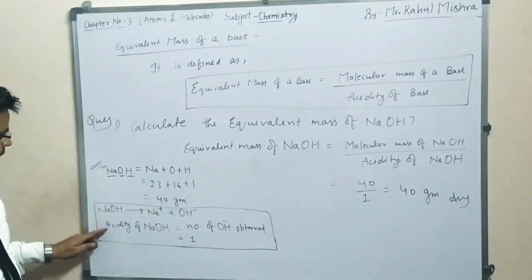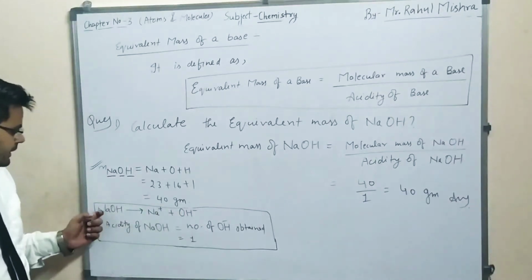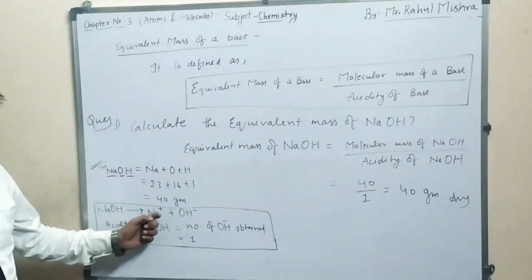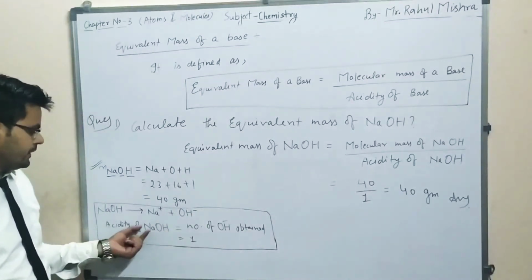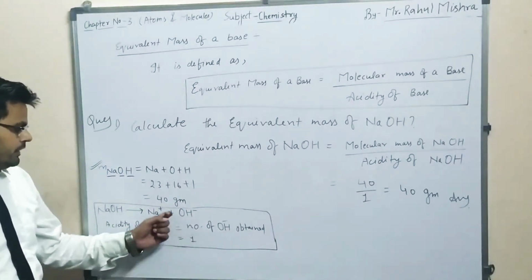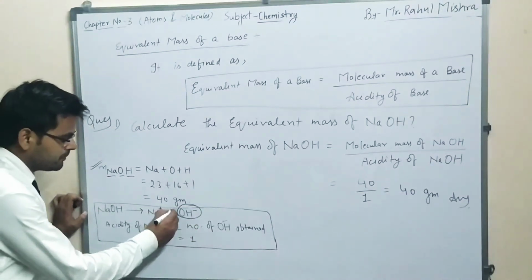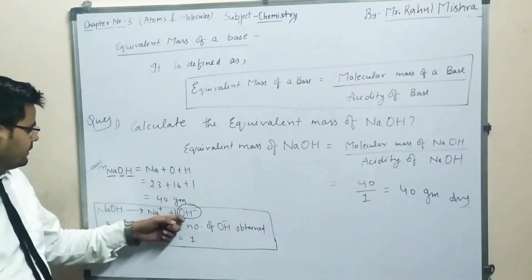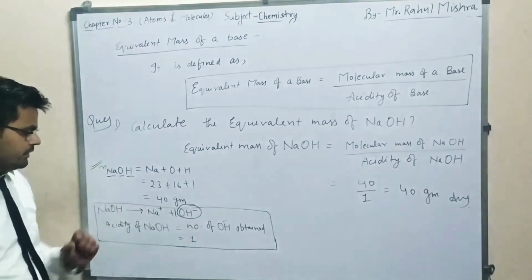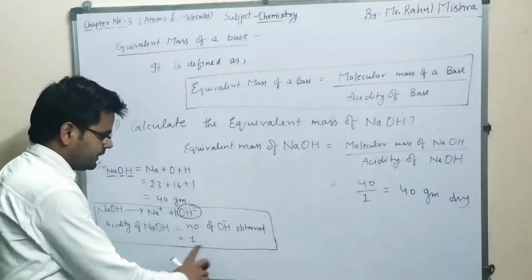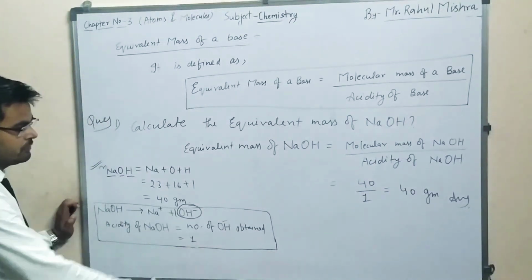Now we will calculate the acidity of NaOH. We all know that NaOH gives Na plus ion and OH minus ion. So acidity of NaOH is equal to the number of OH minus ions obtained. So how many OH minus are obtained from NaOH? It is 1. So the acidity of NaOH will be equal to 1.